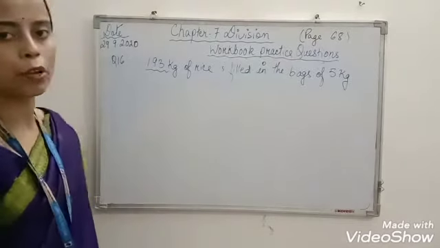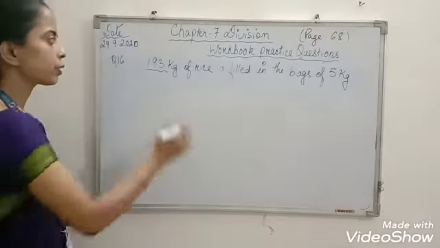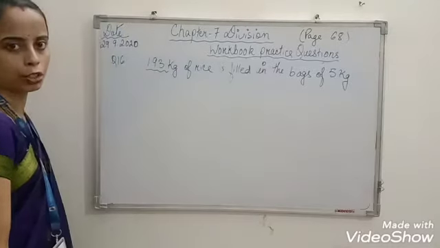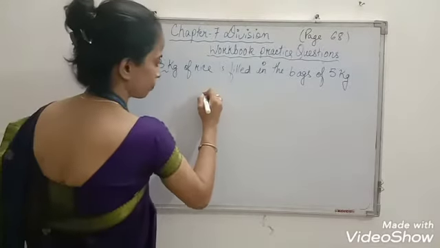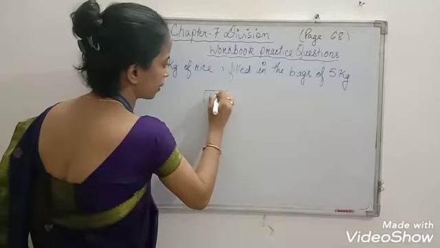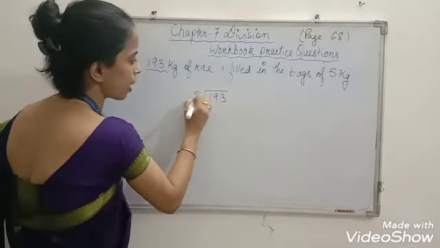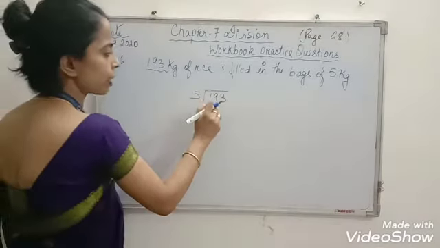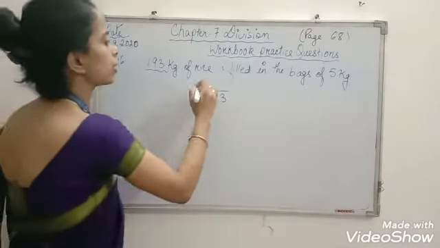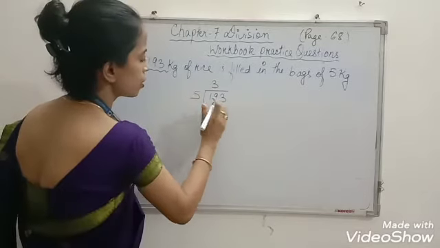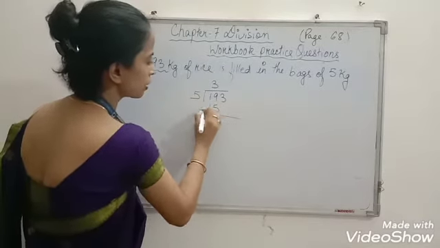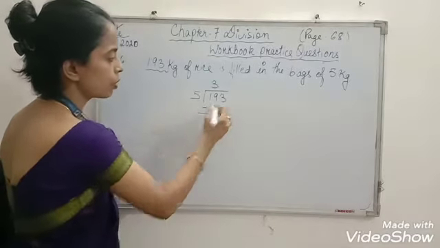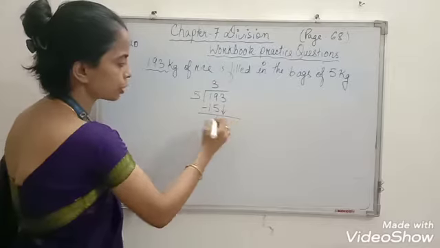So what do you have to do to find the number of bags? Children, that 193 kg of rice, you have to divide by bags of 5 kg. The dividend is 193, the divisor is 5. Now take 19. Find the number less than or equal to 19: 5 threes are 15. Subtracting, 19 minus 15, it comes 4. Bring down 3, the next number, 43.